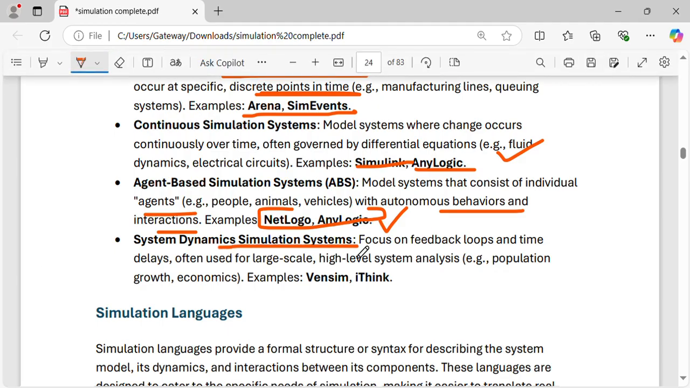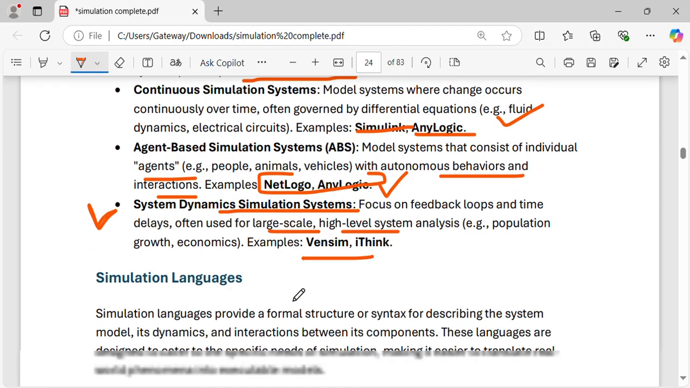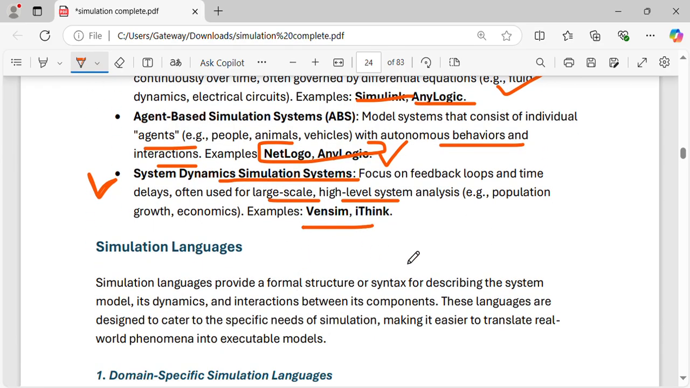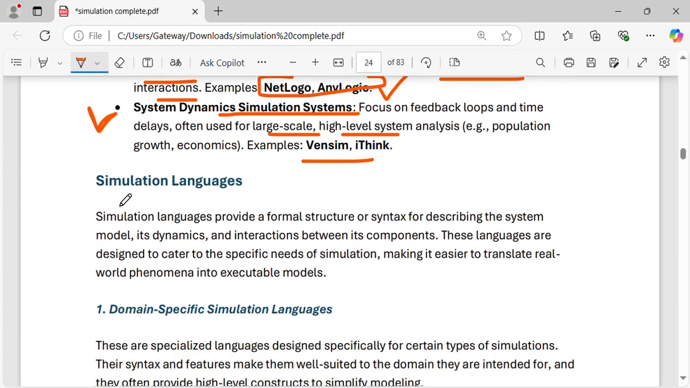Then system dynamics simulation systems focus on feedback loops and time delays, often used for large-scale, high-level system analysis. So Vensim and I think, and this one is the new one, system dynamics simulation systems, right? So where you want the dynamic behavior, or where things can change easily and quickly, that's where you want tools like Vensim. And then we have simulation languages.